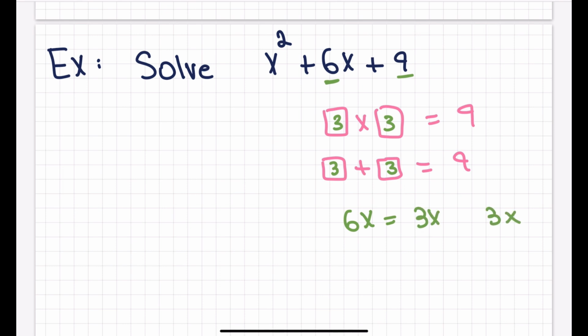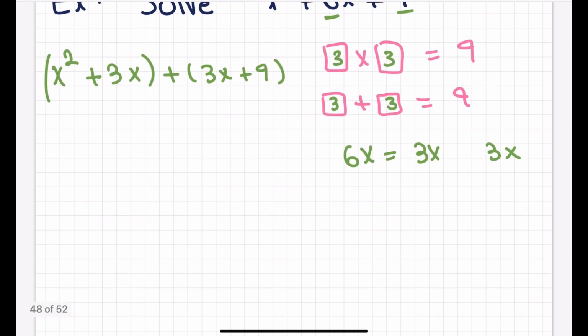Now we expand the middle term. So how are you going to solve it? You're just going to write down x squared plus 3x in one bracket, plus 3x plus 9. Then what we do is factor from the first bracket, where I can factor x, so I write x plus 3 in the bracket. From the second bracket, I can factor 3, so it's going to be plus 3 times (x plus 3).